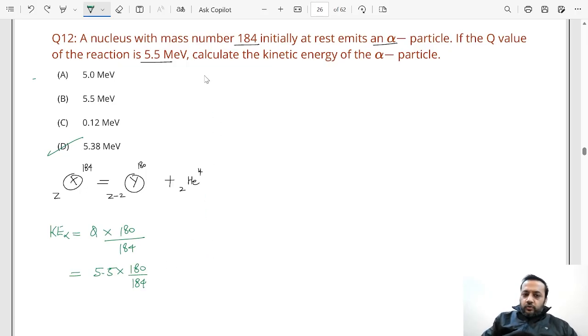Now let me show you fundamentally how we get this formula. Let's say X was at rest. That is what we have to assume. X is at rest. If nothing is mentioned, then we assume the parent nucleus is at rest.